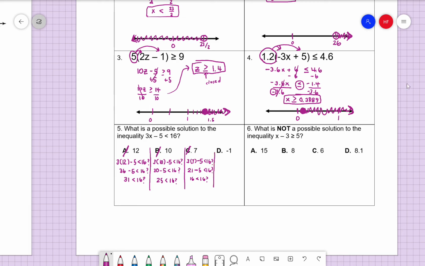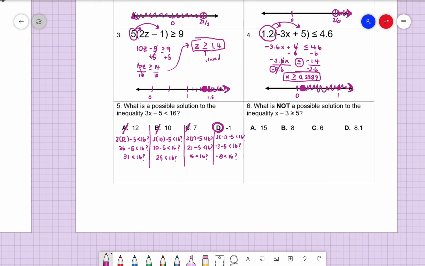And let's test D. So 3 times negative 1 minus 5, is that less than 16? 3 times negative 1 is negative 3 minus 5, less than 16. Negative 3 minus 5, we're getting more negatives, so that's negative 8. Is negative 8 less than 16? Yeah. So in our solution set, we would have negative 1.